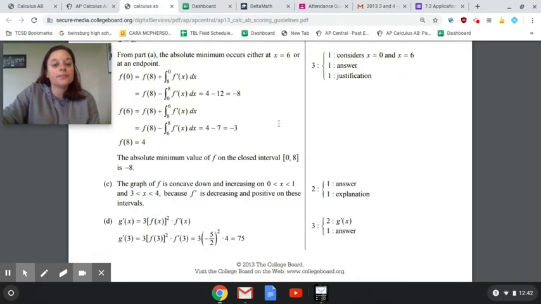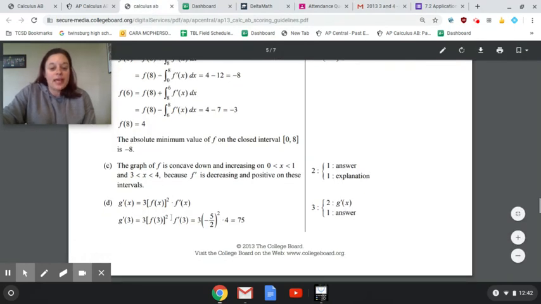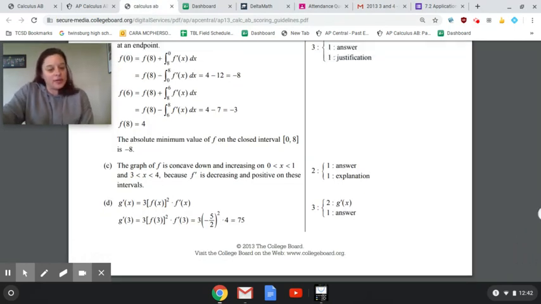So for the scoring, they gave 2 points for the chain rule, which is pretty generous. So you're going through, the biggest thing that students tend to forget is the derivative of what's inside. And then you get 1 point for your final answer of 75, no matter how much work you showed.